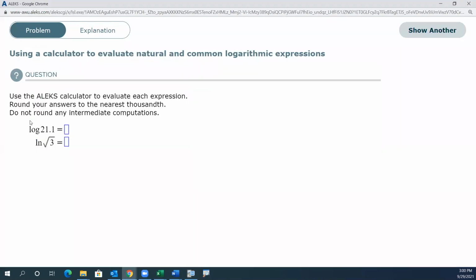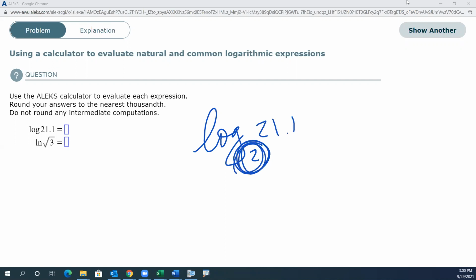Now, on this first one, it just says log 21.1. Normally it's going to say something like log base 2 of 21.1, and the base is that little subscript down there. But this one doesn't have that. There is no little subscript right there. When you don't see the subscript, that means it's going to be base 10. So no subscript means base 10.